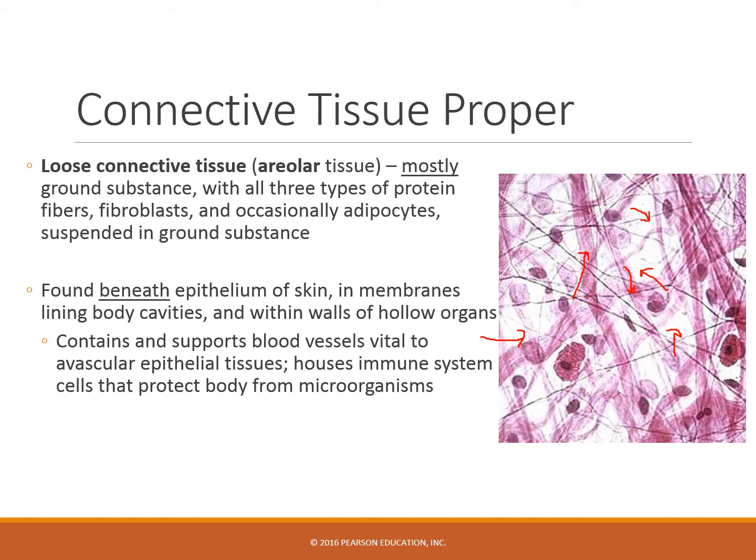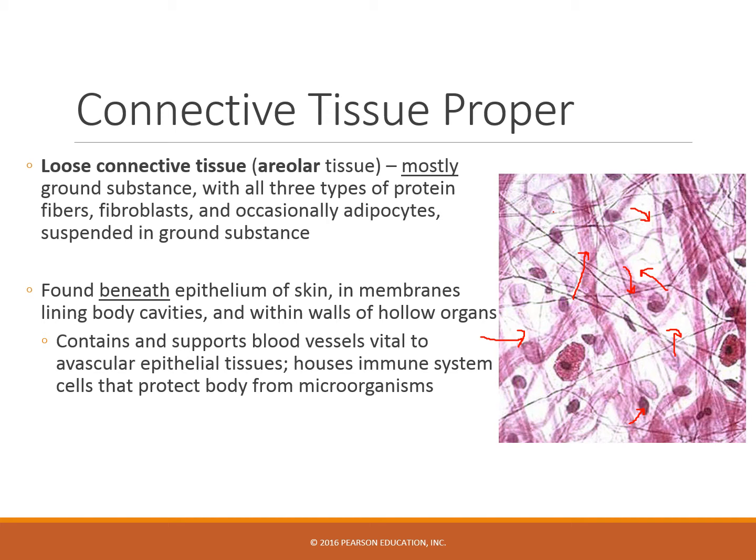You'll also see different types of cells embedded within the ECM. You'll see fibroblasts, which are usually recognized by their roughly circular to ovoid dark purple nuclei. Occasionally you'll see adipocytes, which may look like little white circles. And then you'll sometimes see immune system cells within these slides as well.